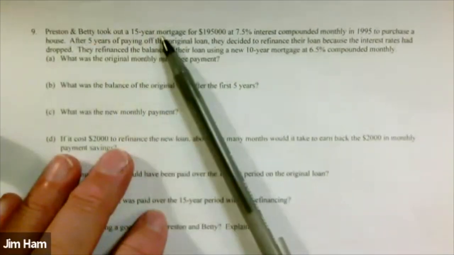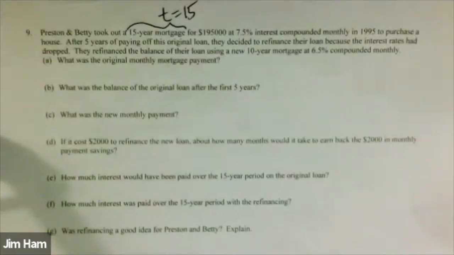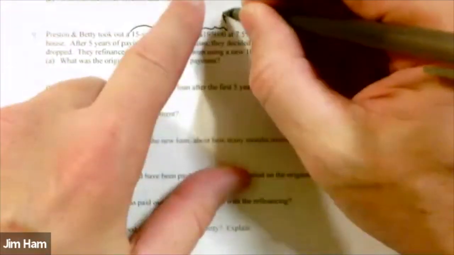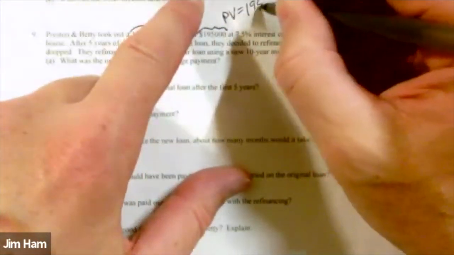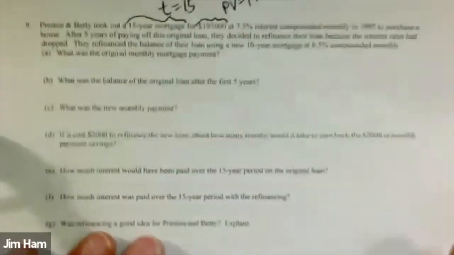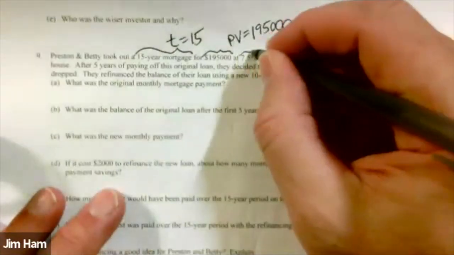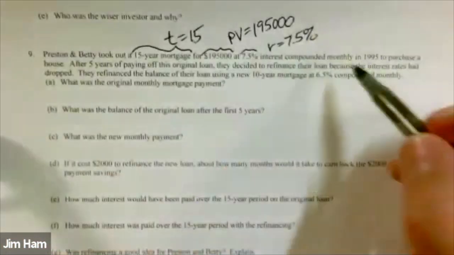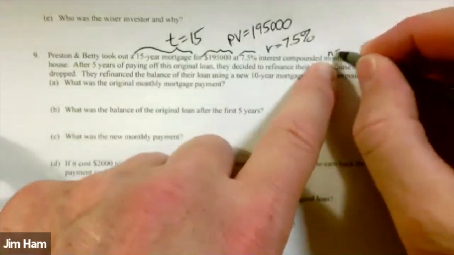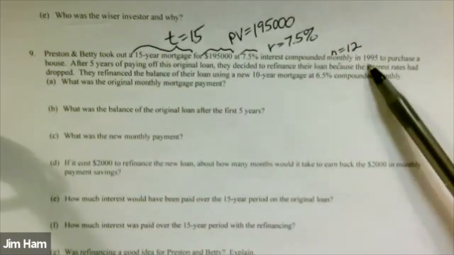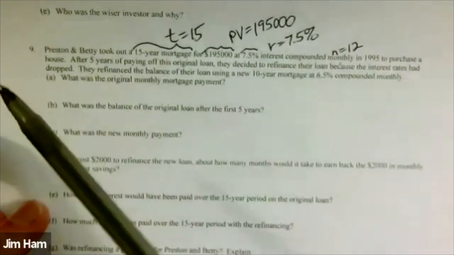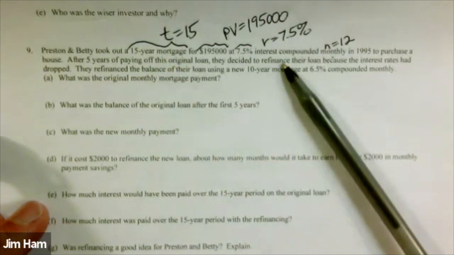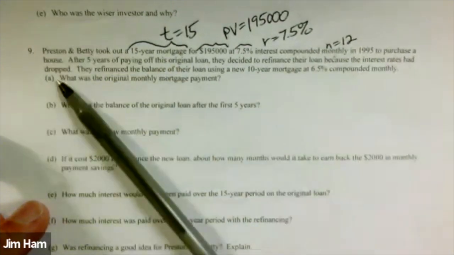Betty and Preston took out a 15-year mortgage for $195,000. In loan language, this $195,000 is the present value of the loan. And then the interest rate is 7.5%, compounded monthly, so the compounding per year equals 12. This occurred in 1995, and then 5 years after paying off the original loan, they decided to refinance because the interest rates had dropped.